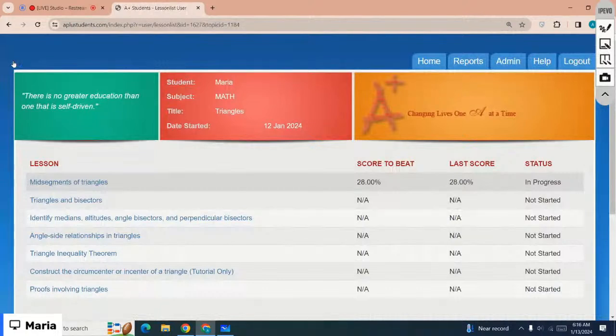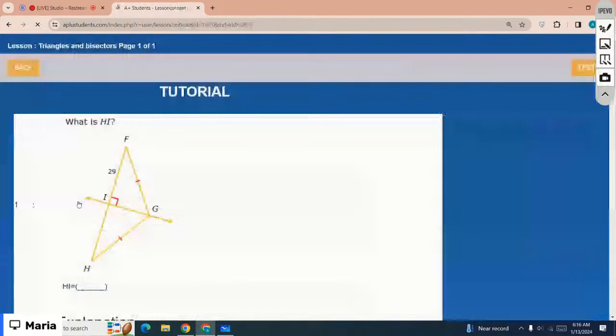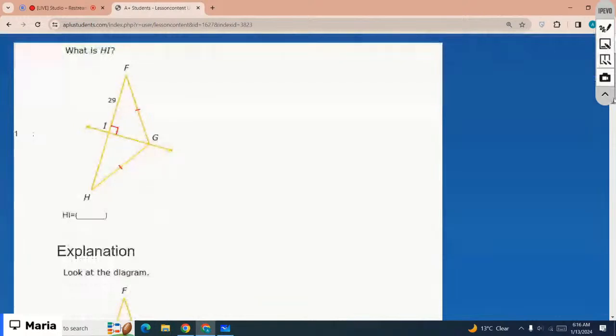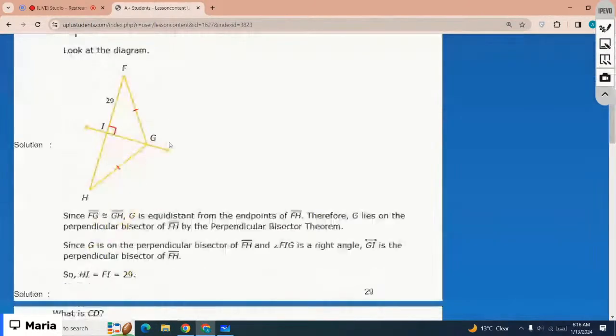Okay, the next lesson is triangles and bisectors. Let's just start with the next lesson, that is triangles and bisectors. What is HI? You are given a triangle FGH, and we're going to see what HI is. Just look at the diagram.